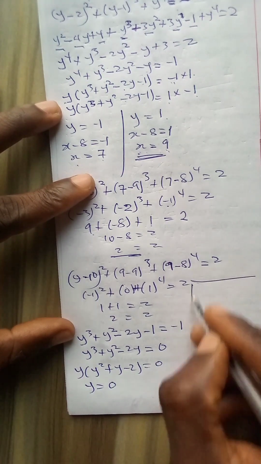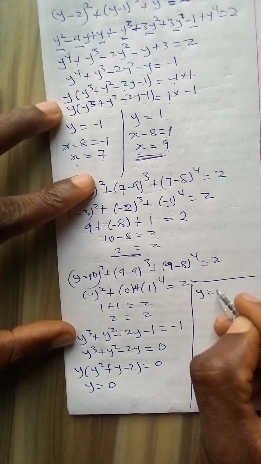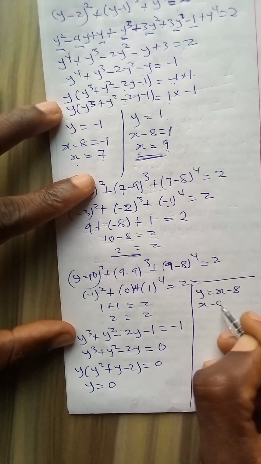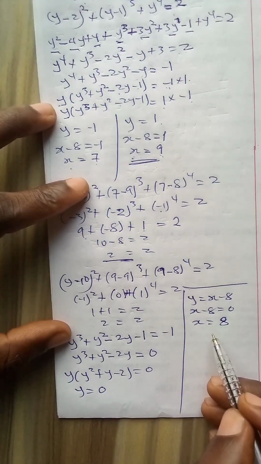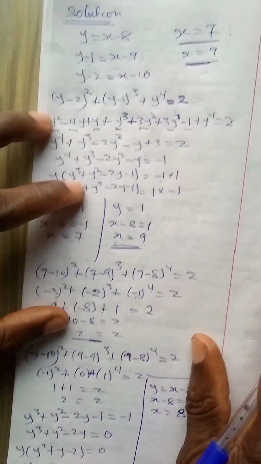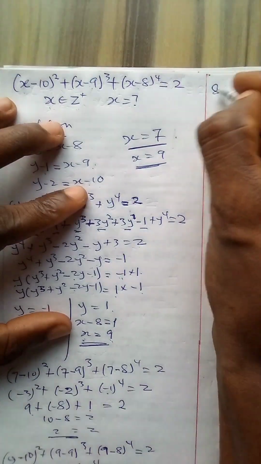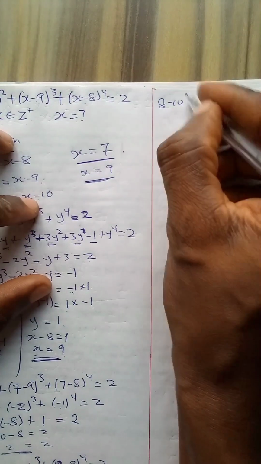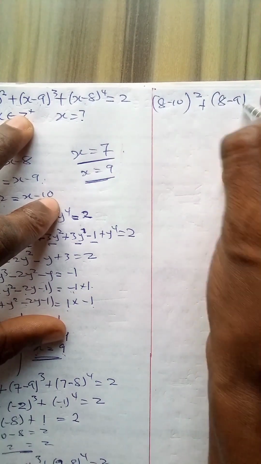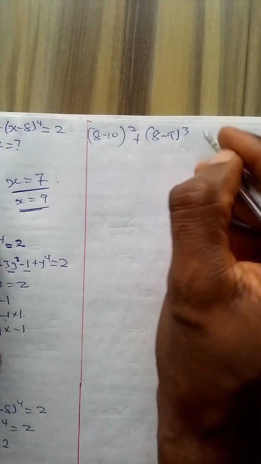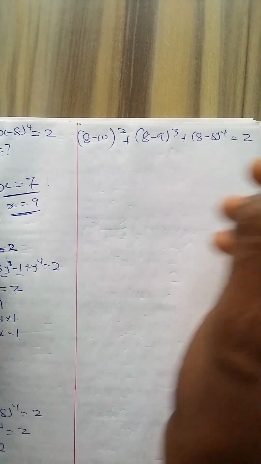Then let's see if we are going to get a solution point when y equals 0. Let's remember that y equals x minus 8. And so x minus 8 is equal to 0, and x equals 8. Let us put in the value of 8 for x in the original equation. The original equation is x minus 10, that is 8 minus 10, raised to power 2 plus 8 minus 9 to power 3 plus 8 minus 8 to power 4 is equal to 2.